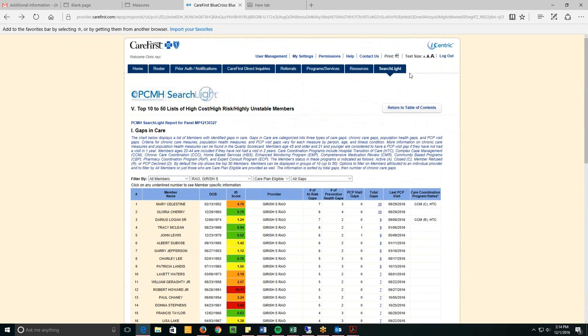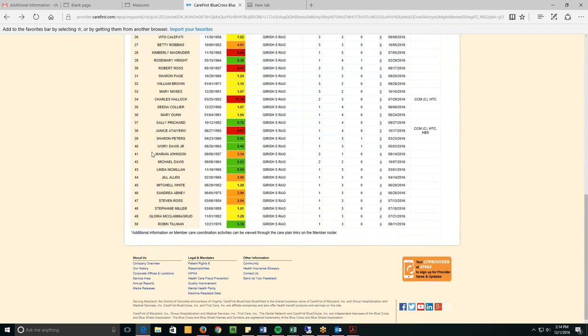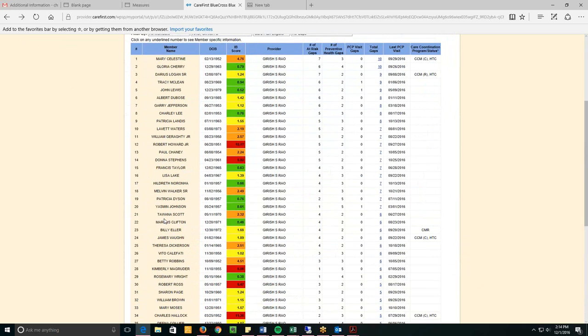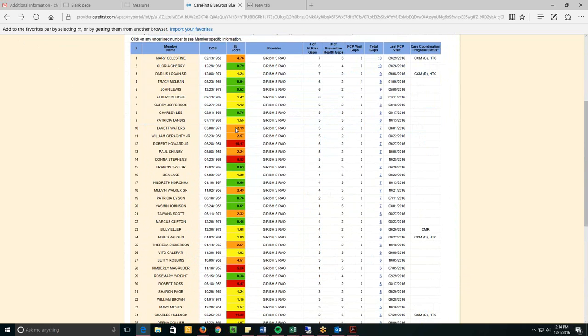This is how you come to that list. We went to Searchlight and we went to gaps in care. So job 1, let's work on these 50 patients. We have only 50 patients, and I would say at least if you can get the top 20 done before the end of the year, the more the better.